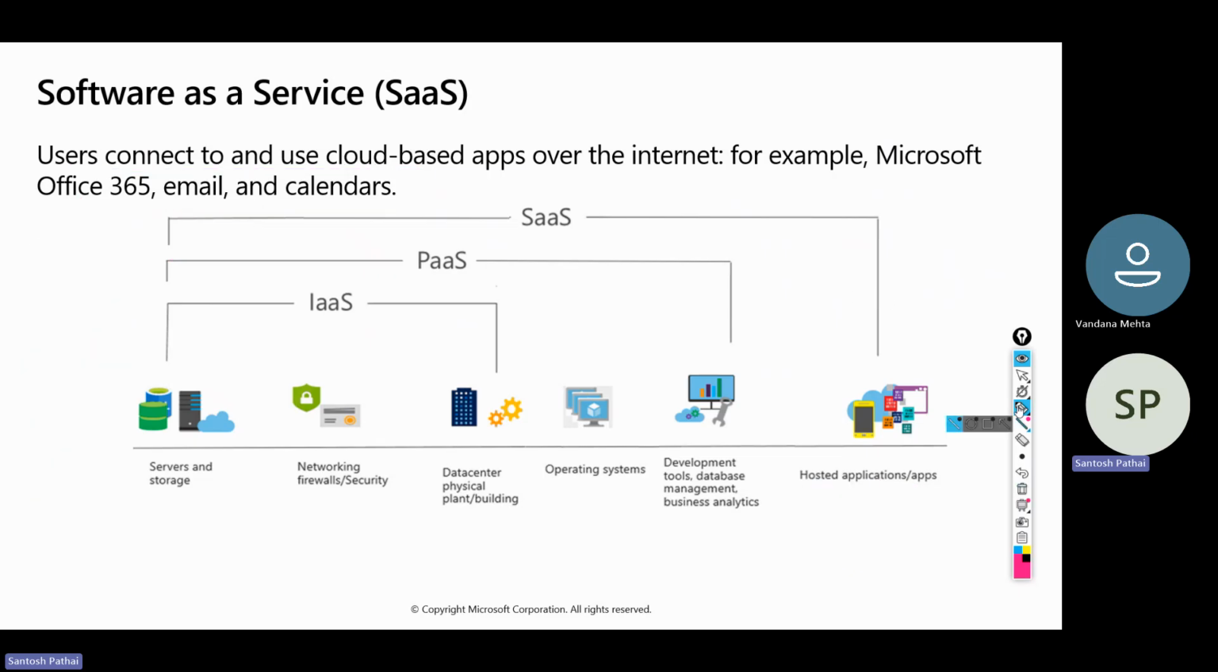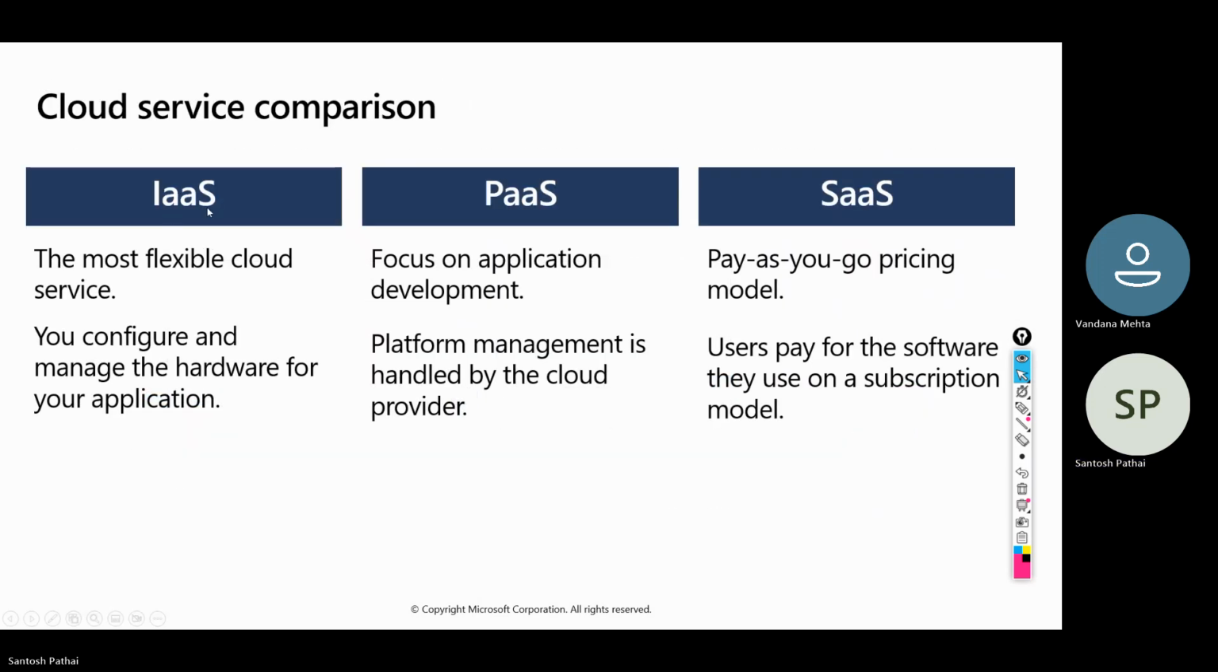So when we compare all three together, the cloud service comparison says infrastructure as a service is the most flexible cloud service, platform as a service focuses on application development, whereas software as a service has a pay as you go pricing model. When we talk about infrastructure as a service, you configure and manage the hardware for your application. Platform is managed by the cloud provider, and for software as a service, users pay for the software they use on a subscription basis. So that is the difference between infrastructure as a service, platform as a service, and software as a service.